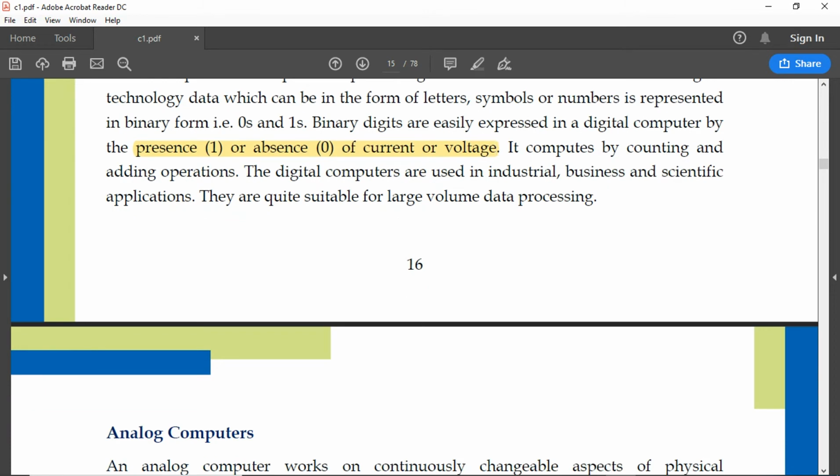The digital computers are used in industrial, business and scientific applications. They are quite suitable for large volume data processing.